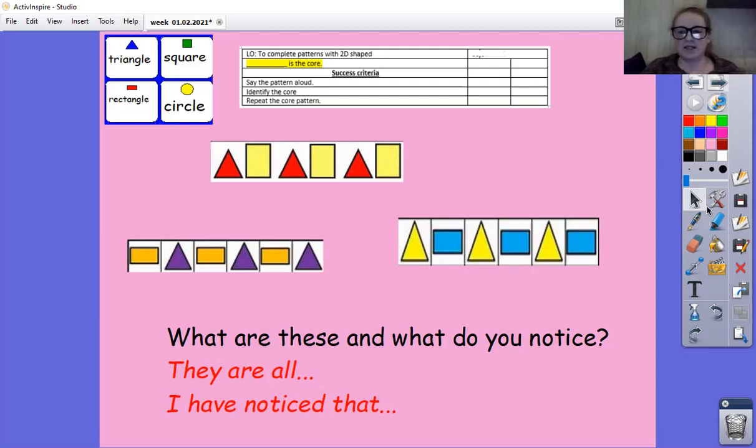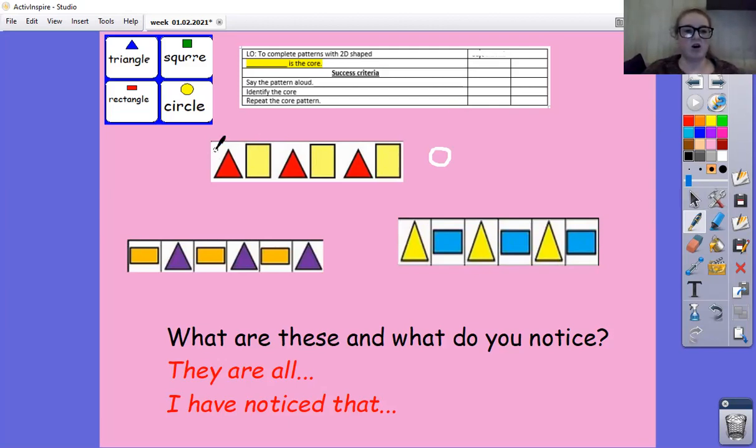Okay, so let's look at these patterns here. What do you notice? What kind of shapes are these? Well, I know they're all 2D shapes because they're flat. I can't pick them up. They're all the 4 shapes that we know. So they're triangles, rectangles, squares, and I've not got any in these patterns, but also circles will be the 4 shapes that we know. They're also different colours, so we can also talk about the different colours that make up these patterns. So let's have a look.